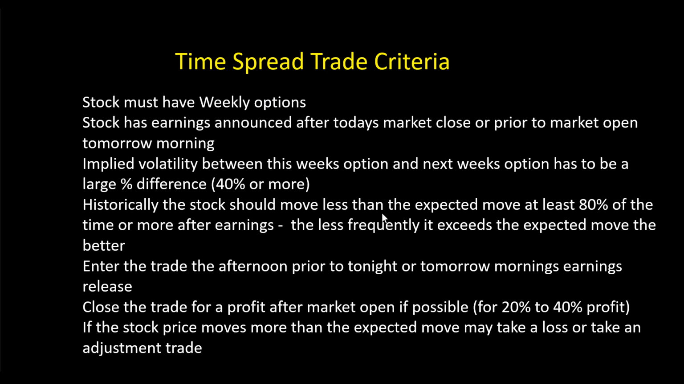Historically, the stock should move less than the expected move at least 80% of the time or more after earnings. The less frequently it exceeds the expected move, the better. What that means is if the market makers are expecting the stock to move 15% up or down, you want a stock that doesn't move as much as the market makers are expecting it to. You don't want it to exceed that move more than 20% of the time. The less, the better. There's a lot of stocks that are at zero. They never beat what the market makers are estimating. So that's another thing: it needs to move less than what the market makers are expecting it to move.